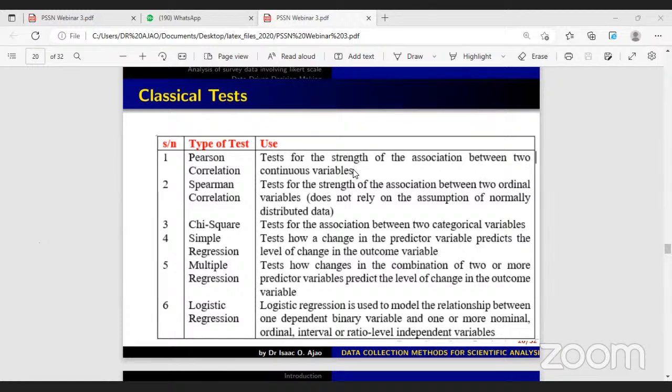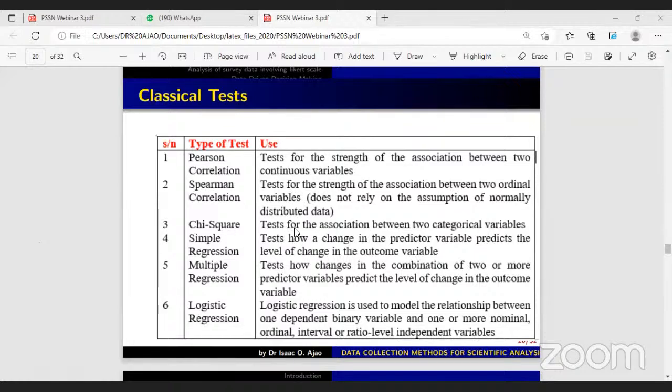So Spearman correlation tests for strength of association between two ordinal variables. This one does not, you can see in brackets, rely on the assumption of normality. You see, because the first one relies on the normality assumption. But this Spearman is part of the non-parametric tests you normally do.